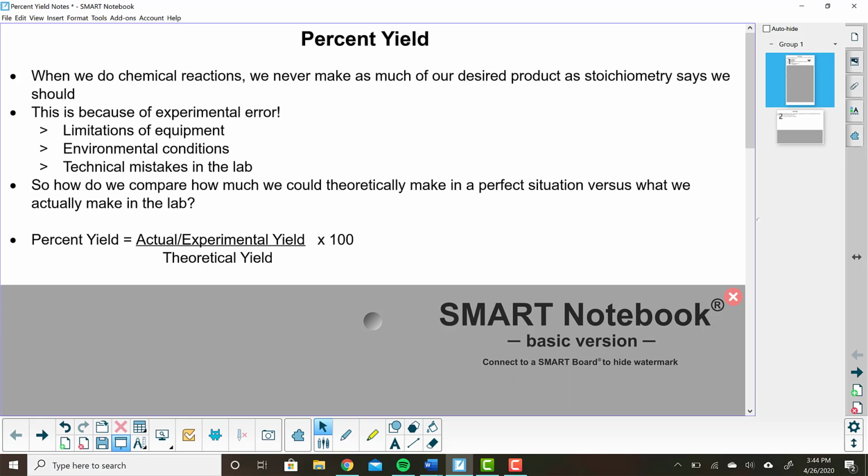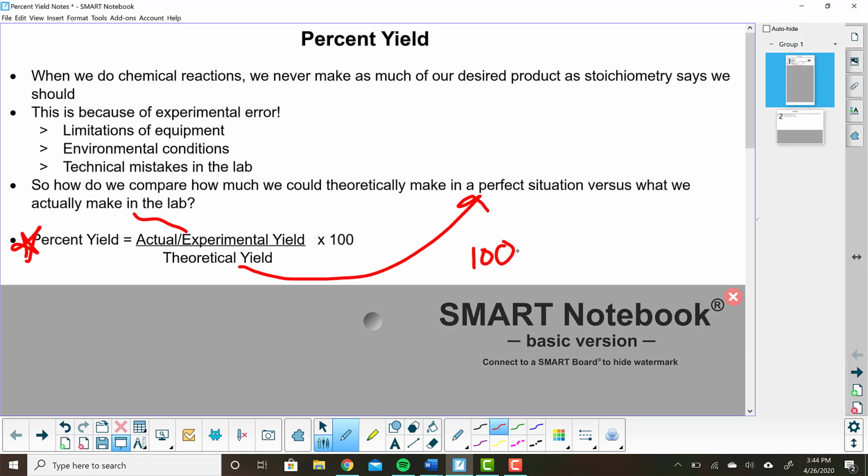And that's where this equation comes in right here. The percent yield equation compares the actual or the experimental yield, so that's what we got in the lab, and it compares it to the theoretical yield. That's what we made in a perfect situation. So if maximum we could have made 100 grams of something, but we only made 50 grams of something, then this reaction would tell us that we made 50% of what we predicted we could have.